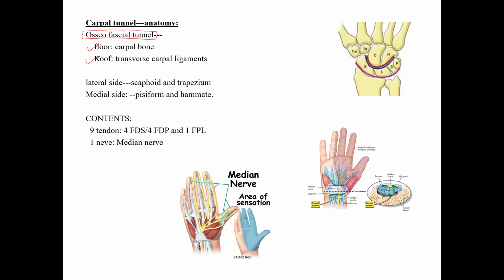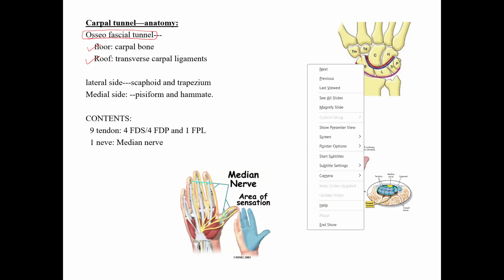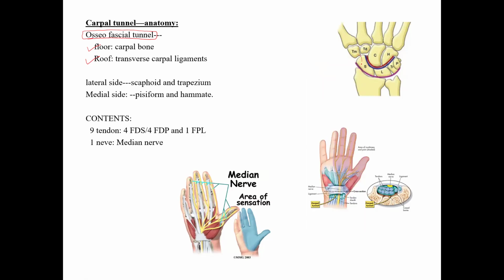On the lateral side, the transverse carpal ligament is attached to the scaphoid and trapezium. On the medial side, it is attached to the hamate and pisiform. So it extends from here like this, and from here like this. This is the transverse carpal ligament. As I told, on the lateral side it is the scaphoid and trapezium, and on the medial side the pisiform and hamate.